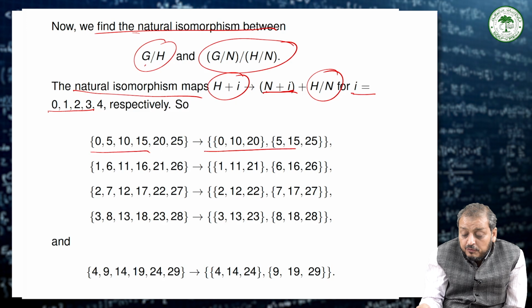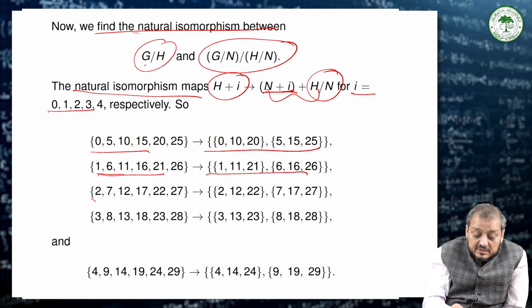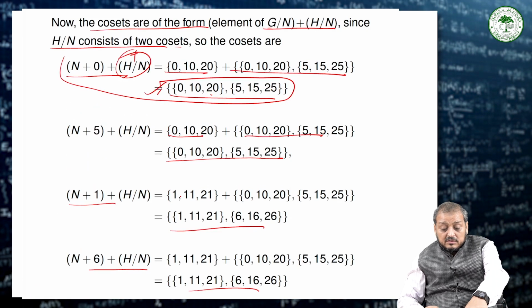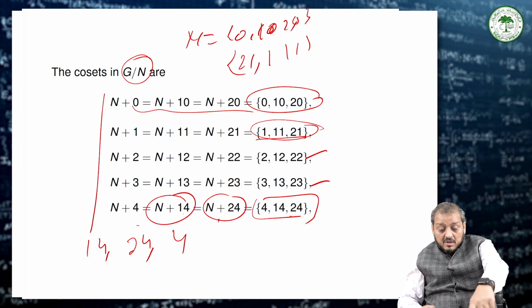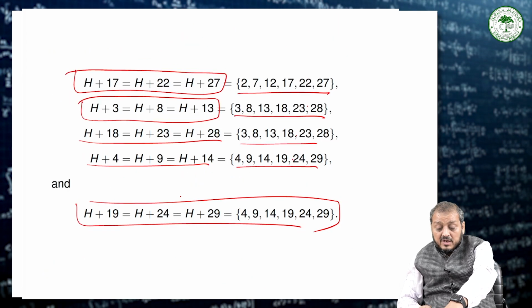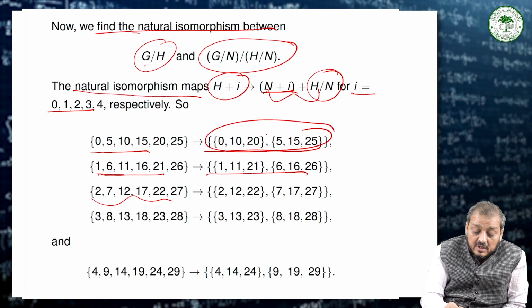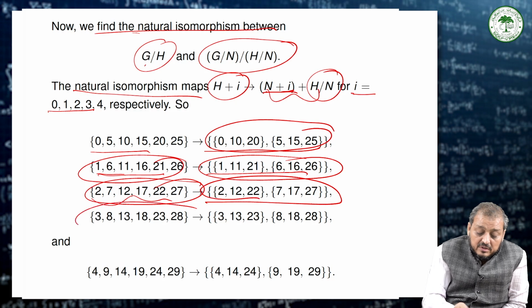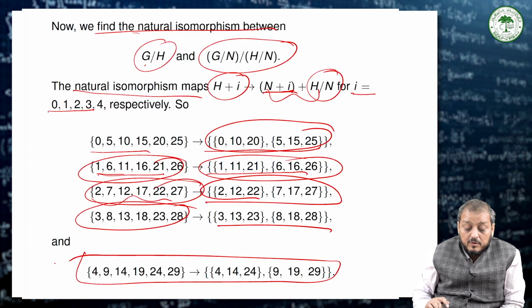So this maps into this form, and this coset is equal to 0, 5, 10, 15, 25. You just take 0, 5. This coset is equal to 0, 5, 10, 15, 25. Clearly the first coset is mapped to this, the second coset is mapped to this, the third coset is mapped to this, and finally the last one is mapped into this form.